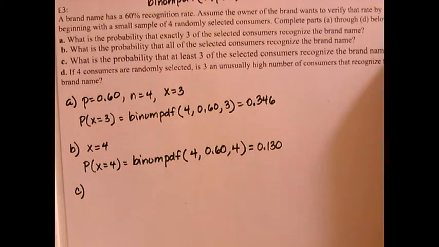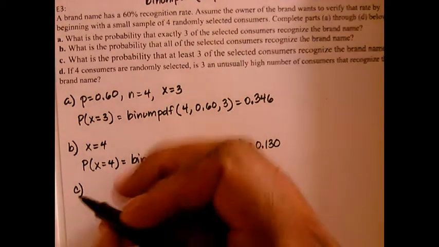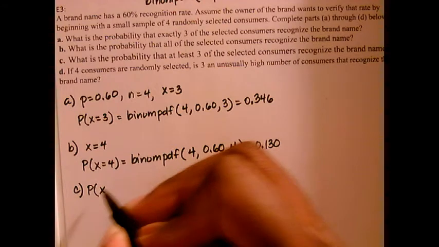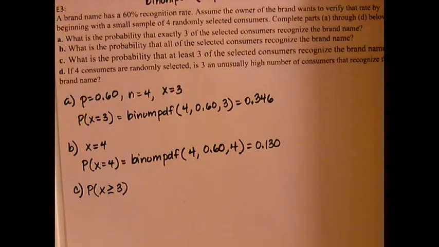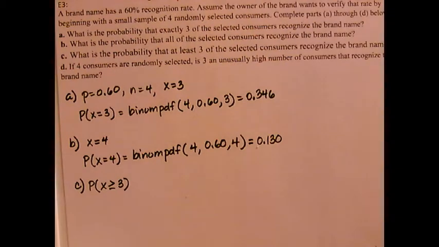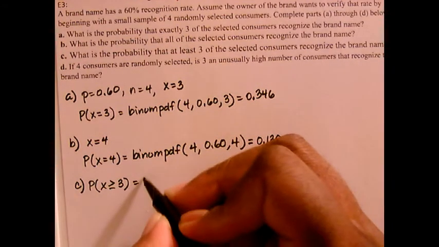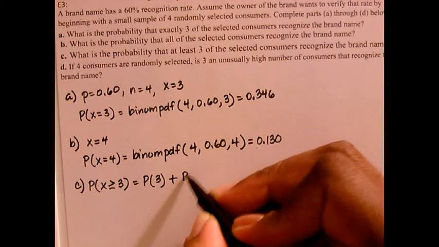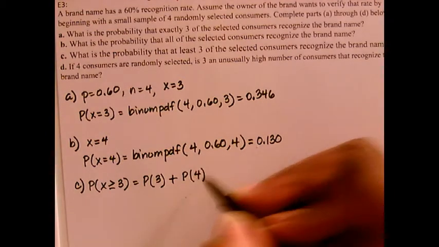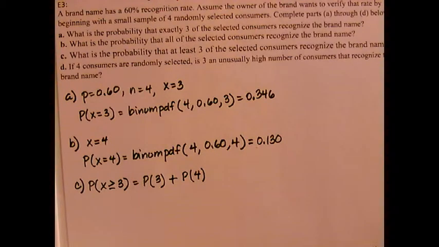Now part C was the probability that at least 3 of the selected consumers recognize the brand name. Now in this case, at least means greater than or equal to, and at least 3 is greater than or equal to 3. Well, in this case here, all we have to do is add the probability that exactly 3 recognize the brand name, and the probability that 4, which is all 4 of them recognizing the brand name.